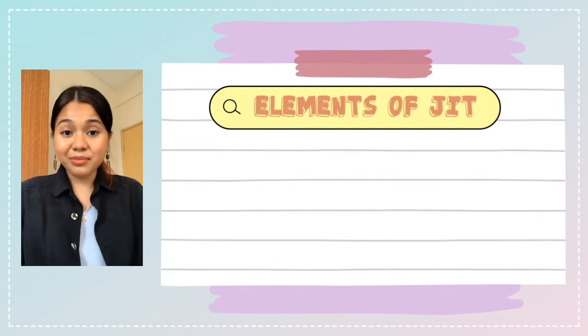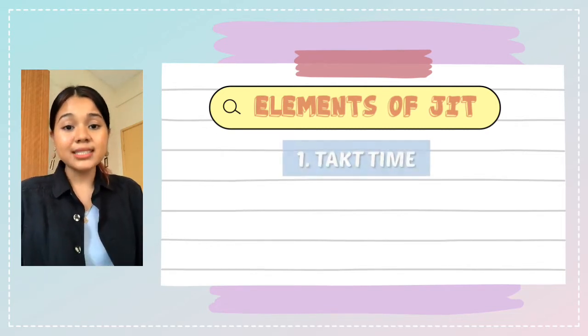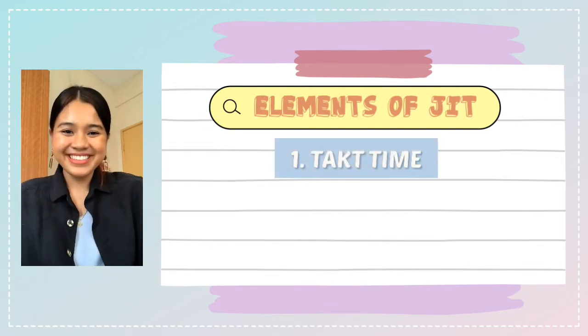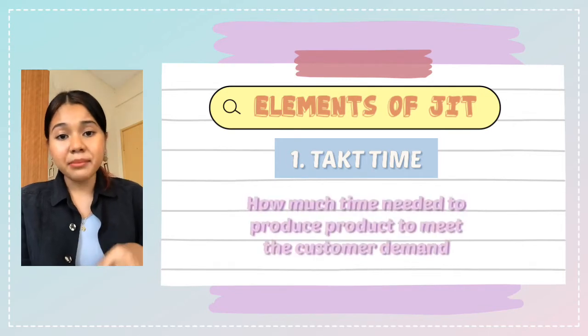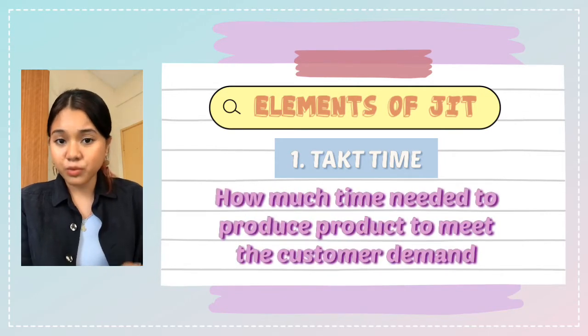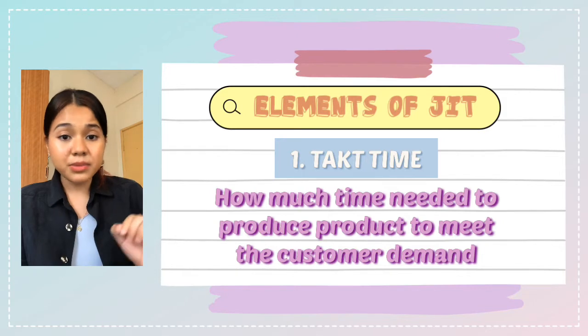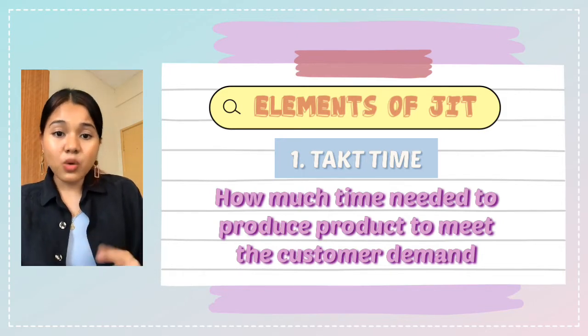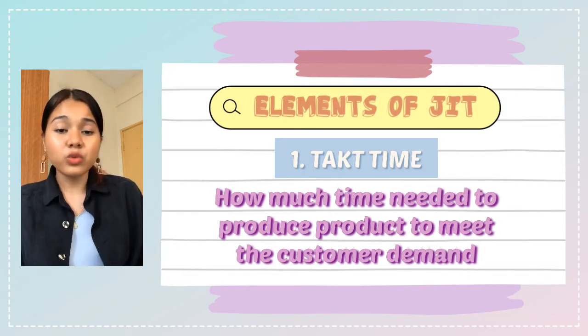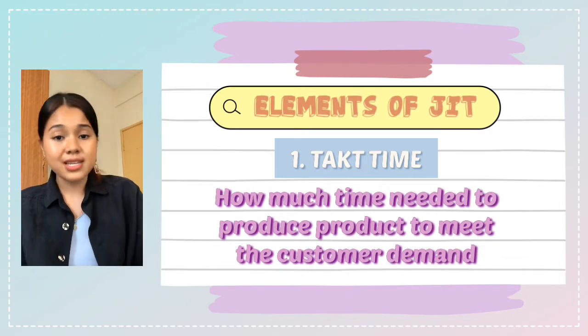There are three elements of just-in-time. The first one is takt time. Takt time explains how much time is needed by the organization to produce a product to meet the customer demand. For example, one piece of product for every 22 minutes produced by the organization.